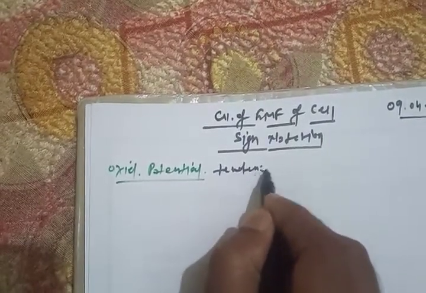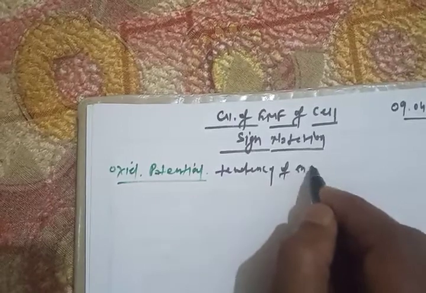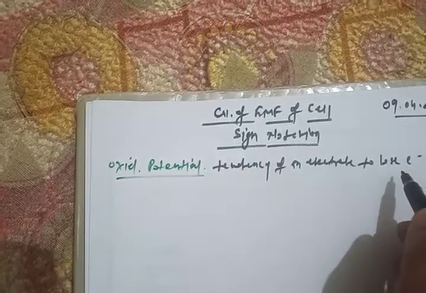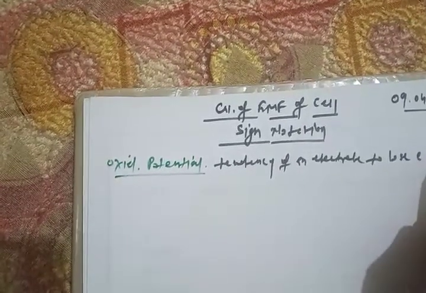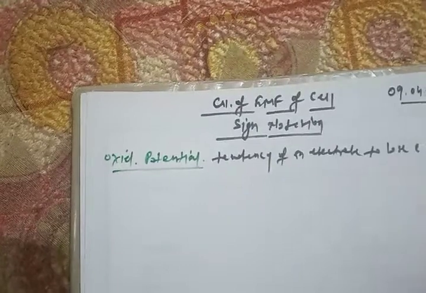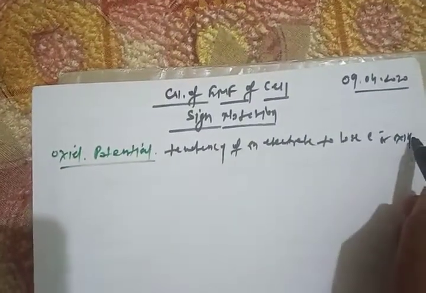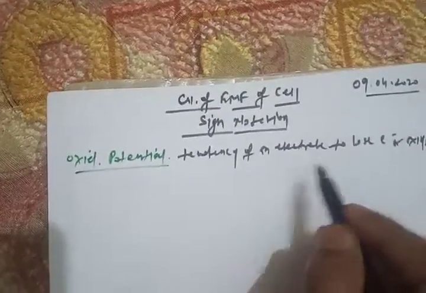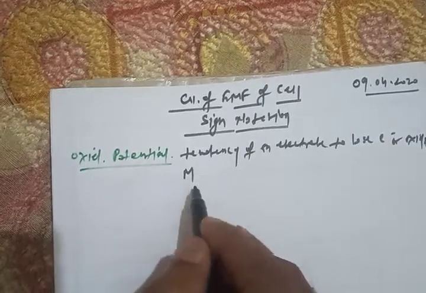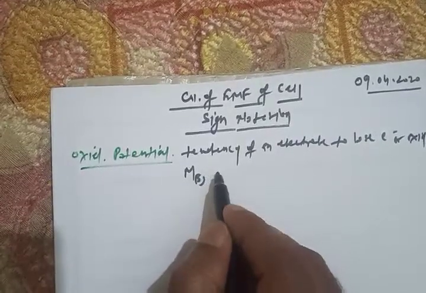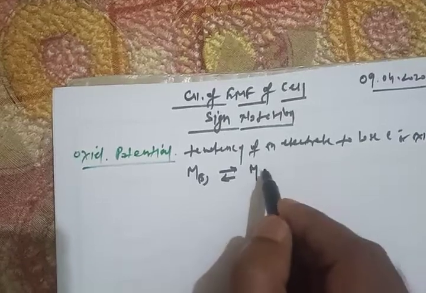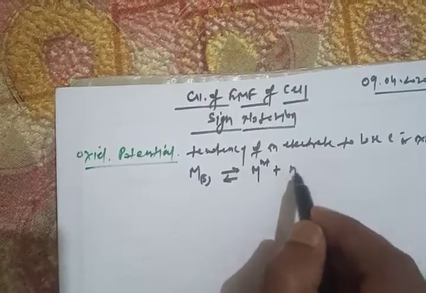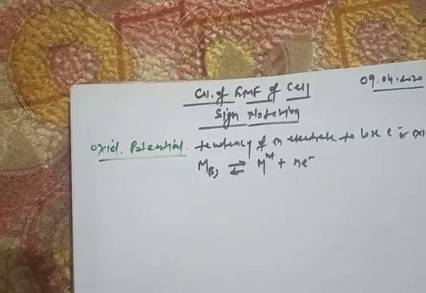Tendency of an electrode to lose electrons or oxidize. So that is called oxidation potential. Like M is a metal, then when it loses its electrons, it is converted into a charged ion with release of electrons, 1, 2, 3, it can be any number.